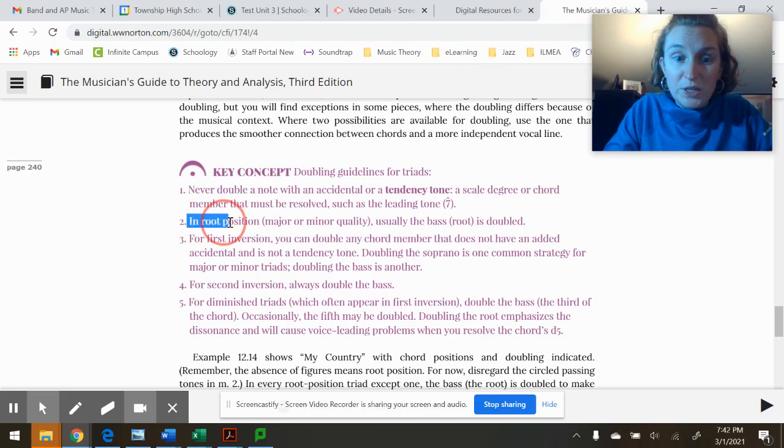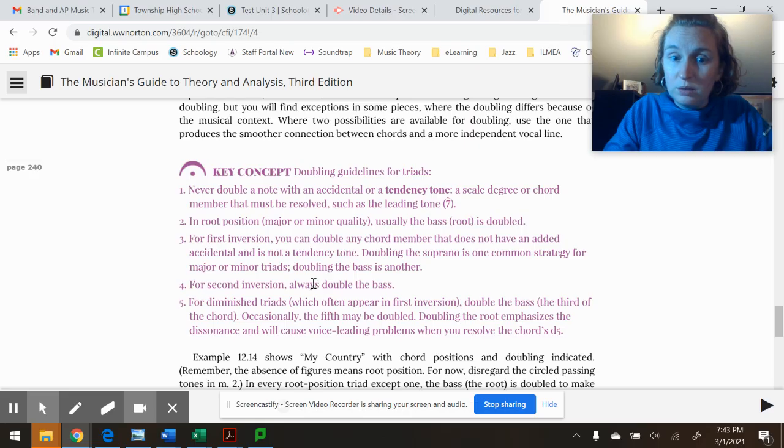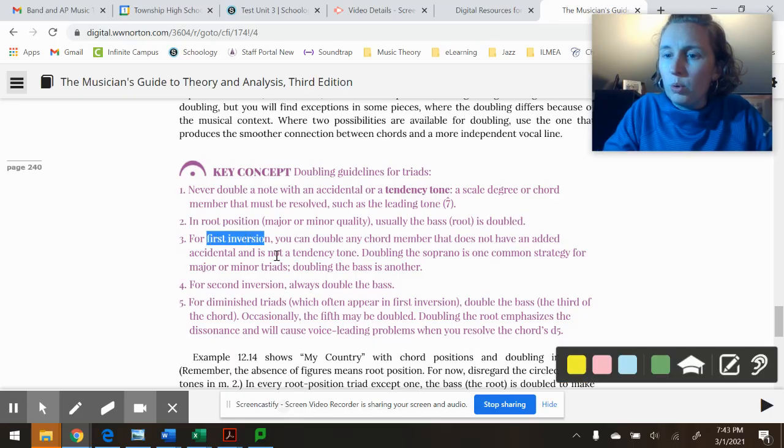Okay. So in both root position and 2nd inversion, you're essentially going to double the bass note. The root here and the 5th here. So whatever you put as the bass note of the chord, double it. Good. 1st inversion, double whatever you want. Cool. Done. That's all you need to know.